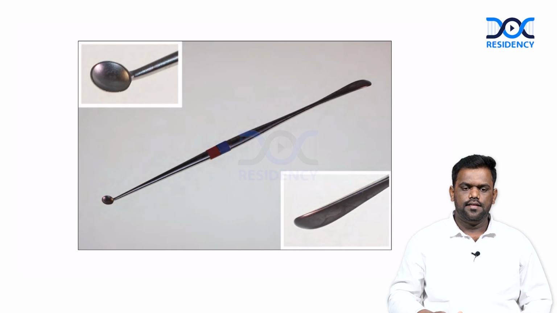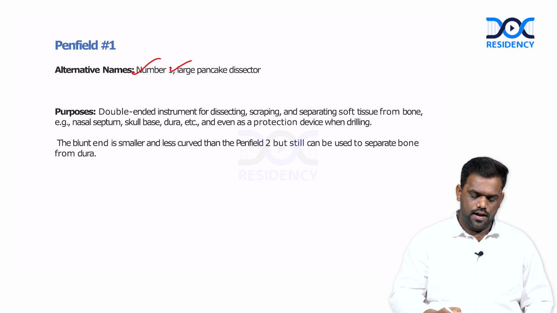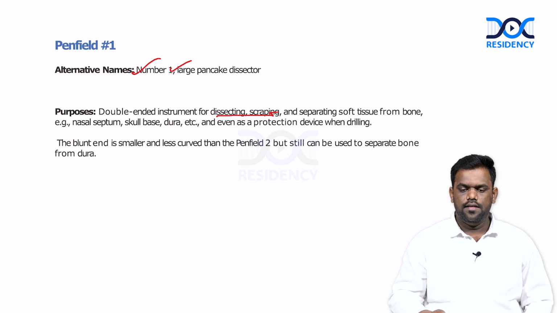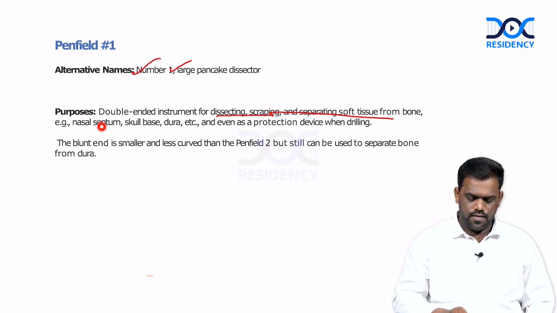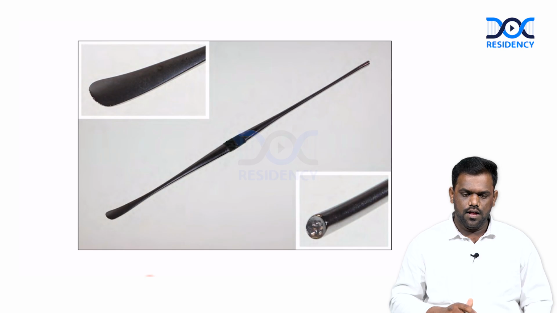So dissectors. So this is our Penfield. Penfield number 1, otherwise called large pancake dissector. Okay, it is a double-ended instrument for dissecting, scraping, or separating soft tissues from the bone, nasal septum, skull base, or dura, etc. Even as a protective device when drilling. Okay, so the blunt edge here is smaller.